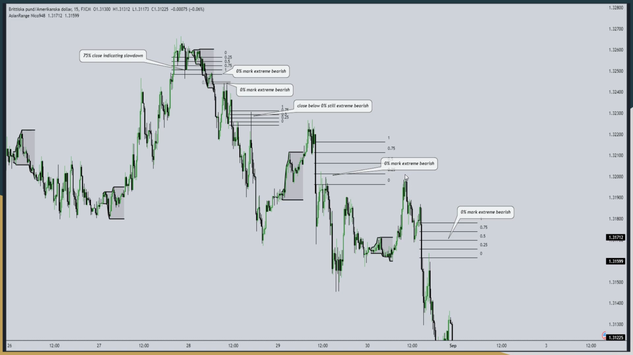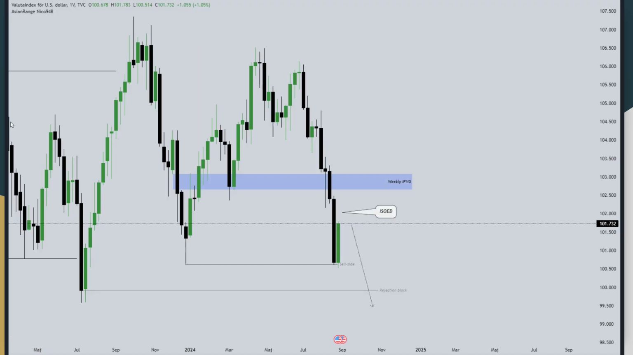So you can see it delivered, continued down, and we see another 0% mark, extreme bearish, meaning the order flow is extremely bearish for GBP USD, and this is overall continuing. So here's what I'm overall thinking for next week.